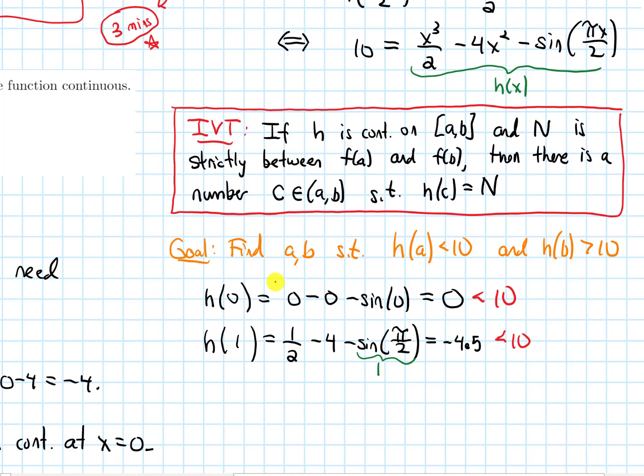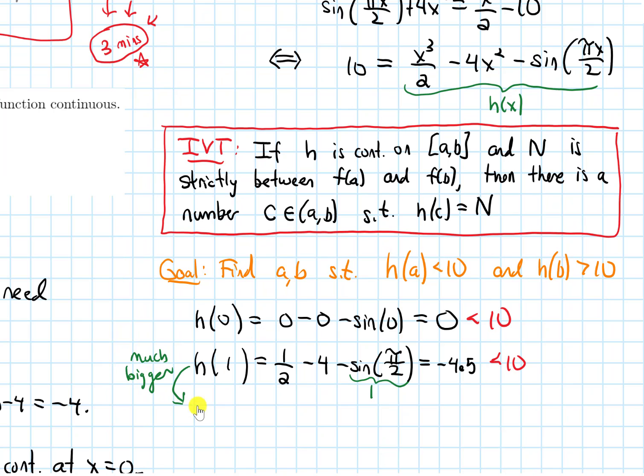I need to plug in something that's going to end up with the output being a lot bigger. I want it to be bigger than 10. And seeing that I have this x to the third term and this x squared term, I know that the bigger power term is going to dominate growth as x gets larger. So let's just plug in something that is a lot bigger. Let's do something much bigger.